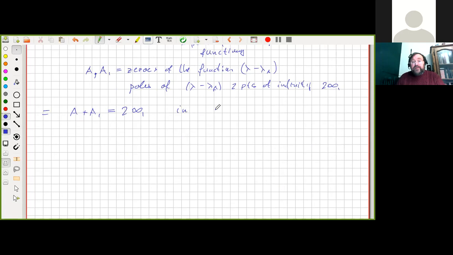In this group, the Jacobian of S, the sum of these two minus these two is a principal divisor, and therefore it's zero. So we have that A1 is equal to two infinity one minus A.